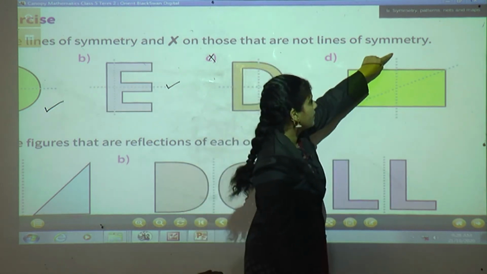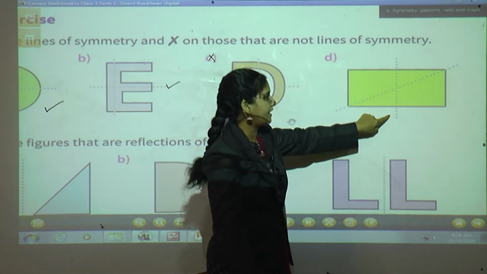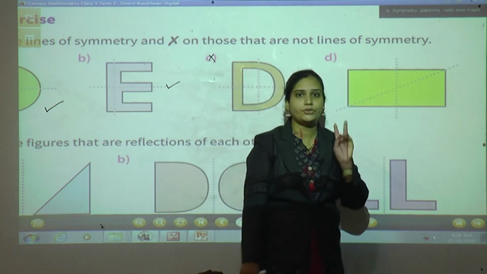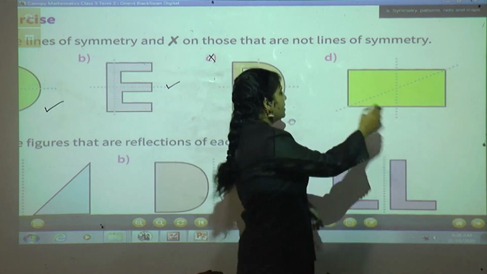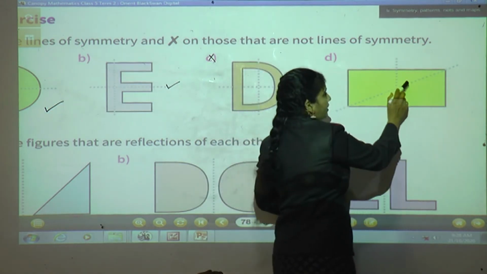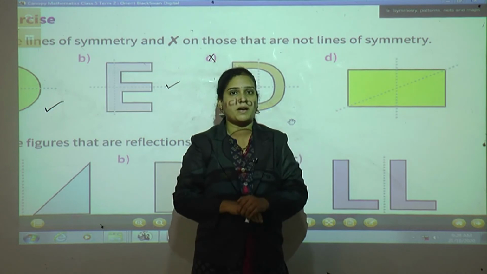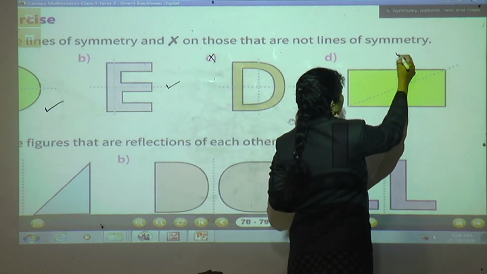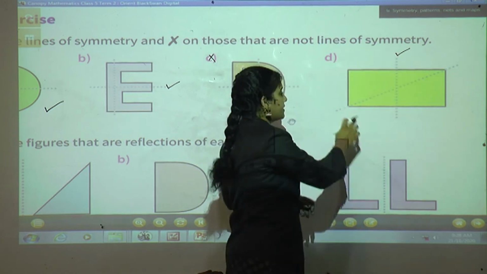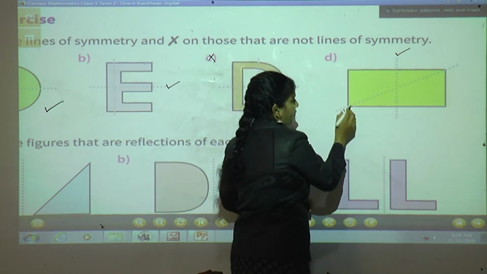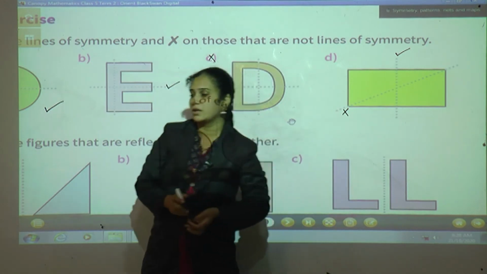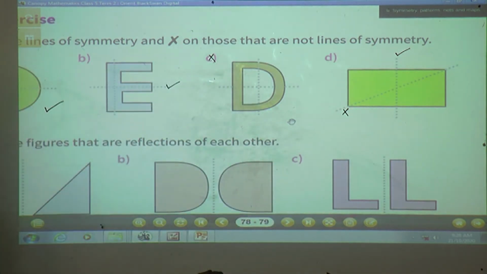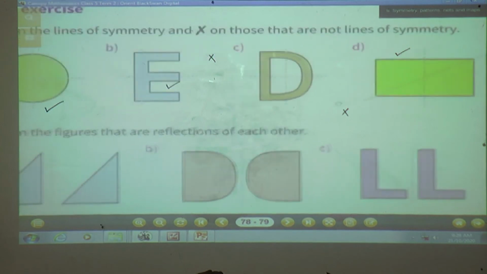Yes, very good. Here this vertical line divides the rectangle into two equal parts. Now this diagonal line, can it divide the rectangle into two equal parts? No. Very good. So this vertical line is a line of symmetry and this diagonal is not a line of symmetry. Now all of you understood what is meant by symmetrical figure? Yes, how to identify it? Very good students.